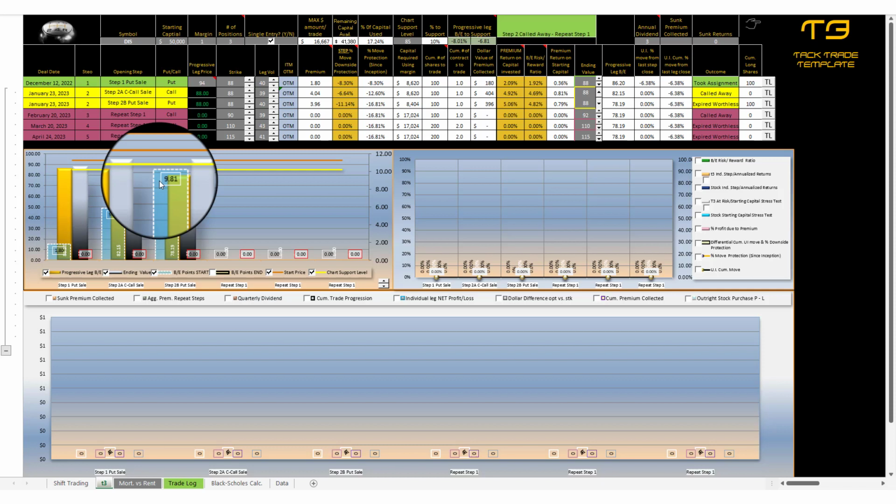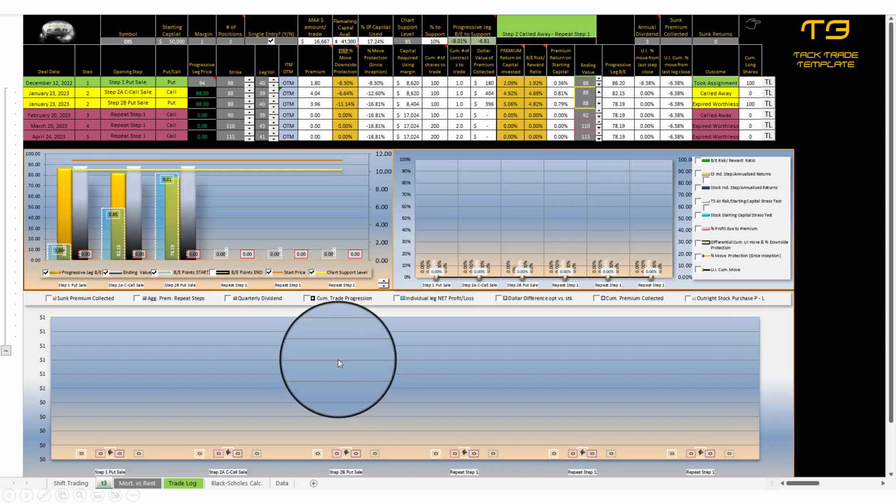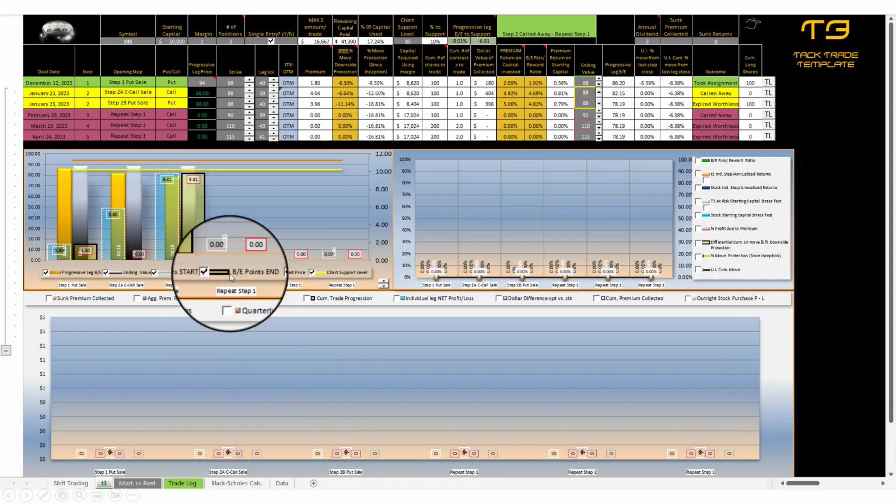This gives a trader a great advantage to know where he or she is looking to sell certain strike prices and how far the stock can move against them without risking their break even. Next, I'm going to add the break-even points end.